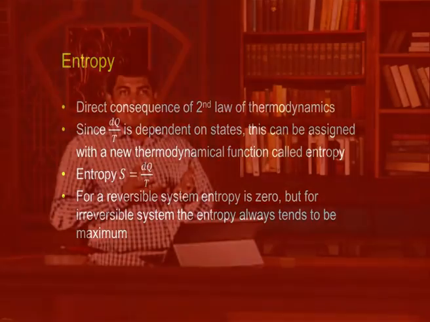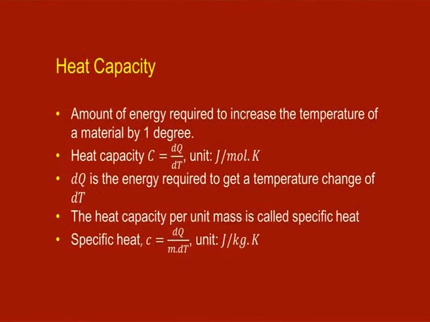Now, the next concept that we want to understand is heat capacity, and heat capacity can be defined in the following way. It is the amount of heat required to increase the temperature of a body by 1 degree Celsius. So, if we quantify heat capacity by using a particular formula, then we can write heat capacity C is equal to dQ by dT, where dQ is the energy required to get a temperature change of dT, and the unit of heat capacity is joule per mole Kelvin. Now, we understood what is heat capacity.